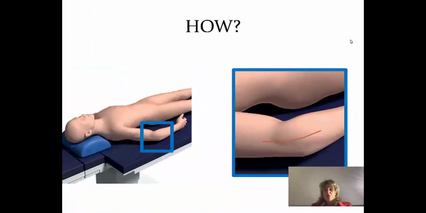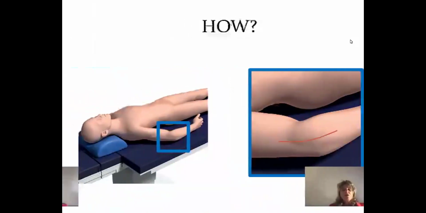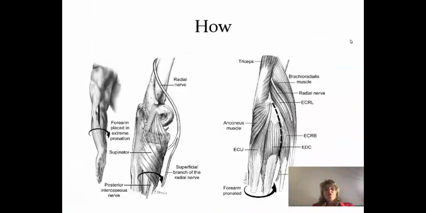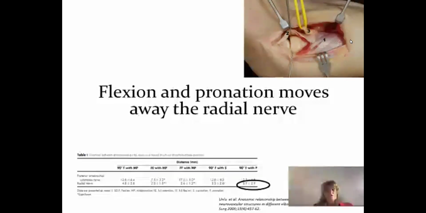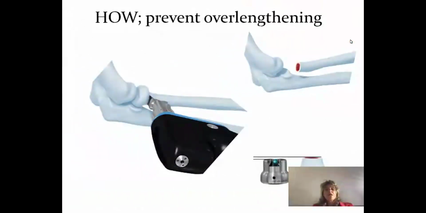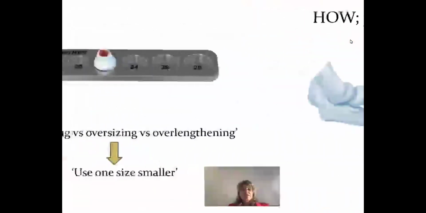So how are we going to replace the radial head? First of all, it's on indication. So it's a smashed head. We try to retain the native radial head, and you need to have associated injury such as MCL injury, IOM, etc. Supine position, your forearm in pronation, so you're moving the radial nerve away from the surgical field and preventing neurological injuries. Prevent overlengthening, so never replace more than you resect.